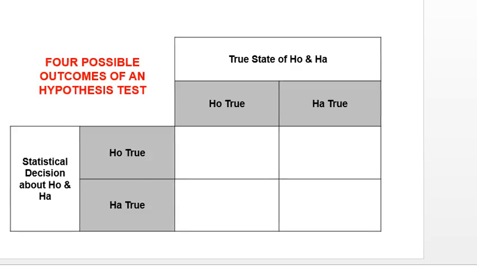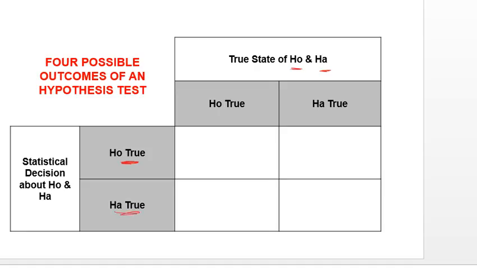So you're talking about the null hypothesis and the alternative hypothesis. And there's two things that are true about that. First of all, there's a true state about the null and alternative. Either the null hypothesis is true or the alternative hypothesis is true. So that's the true state of the hypotheses. Then you go out and collect some data, and from that data you make a decision. And from that decision you decide that either the null hypothesis is true or the alternative is true.